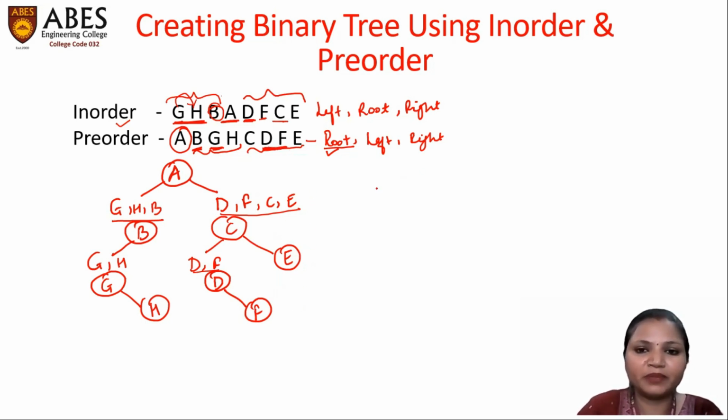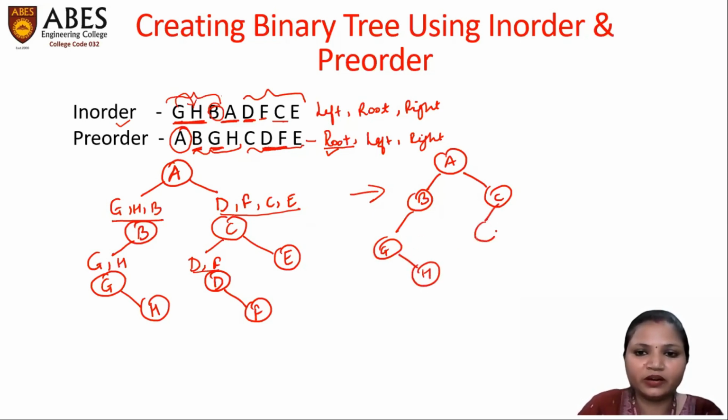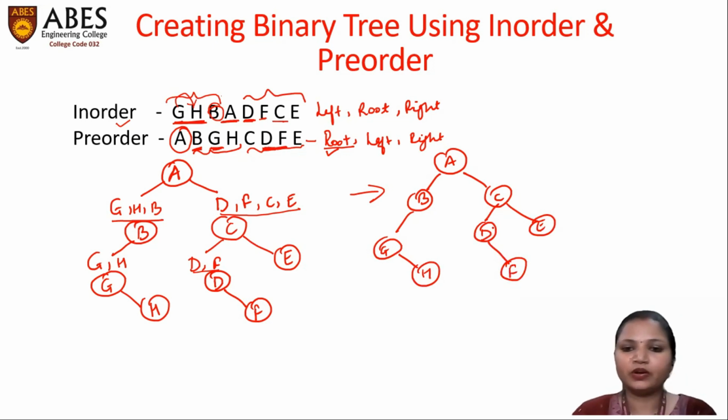So if we make a tree: A, B, C, G, H. Here D, E, and F. Fine.